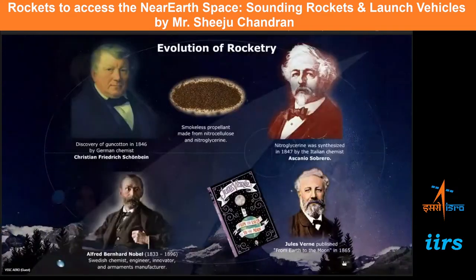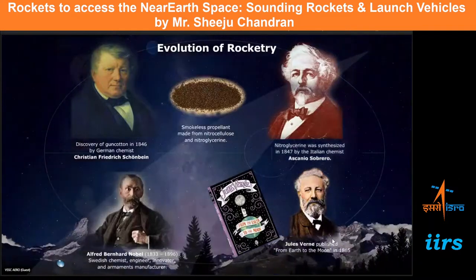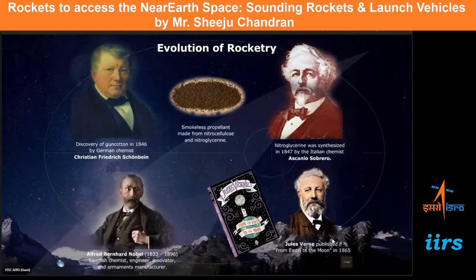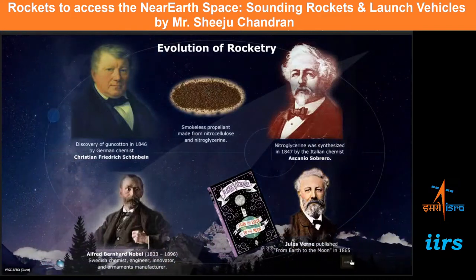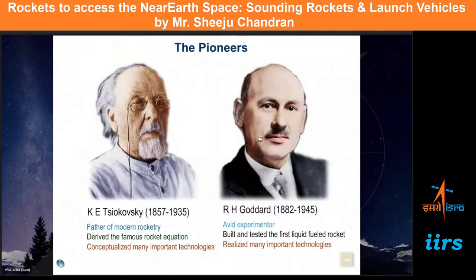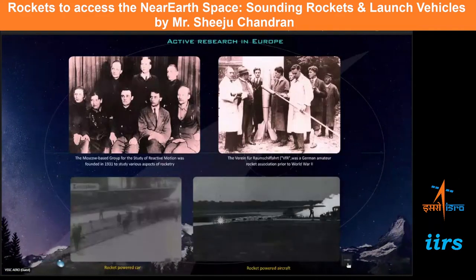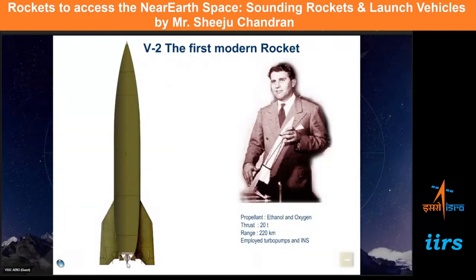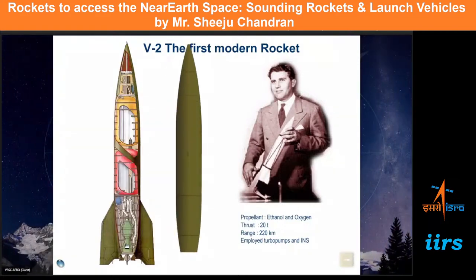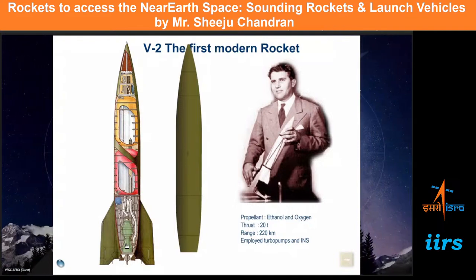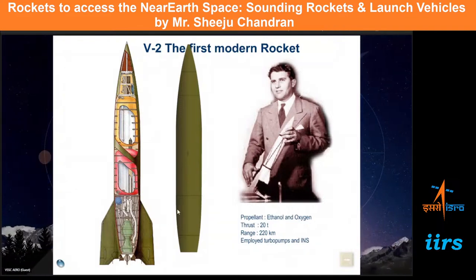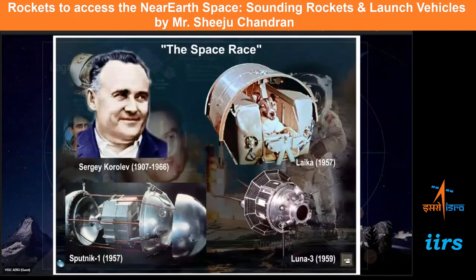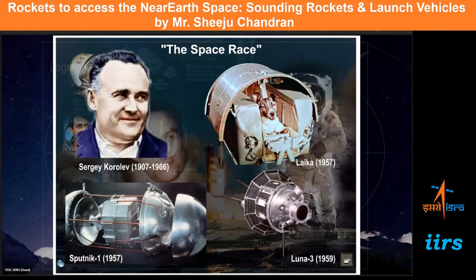Subsequently, this technology got a huge boost in the 19th and 20th century, because rather than using simple black powder, advanced chemicals were used. And there are pioneers like Tsiolkovsky, Goddard, etc., who made pioneering contributions in the beginning of the 20th century. In this picture, you see the first modern rocket, the V2 rocket, developed by the Germans under the leadership of a German engineer called Dr. Werner von Braun.